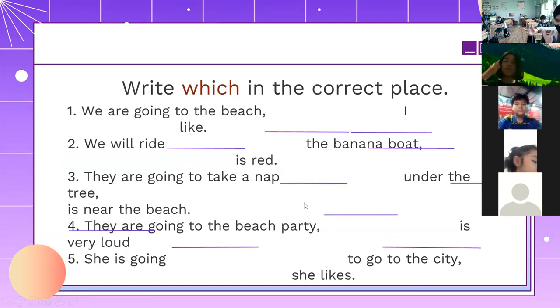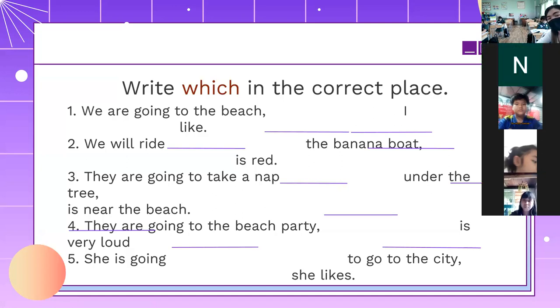So now, let's have your activity. We're going to write the word which in the correct place. Sorry, the underline is not appropriately placed. Okay, so for number one: we are going to the blank, to the beach. Where are you going to write which? Here or here?